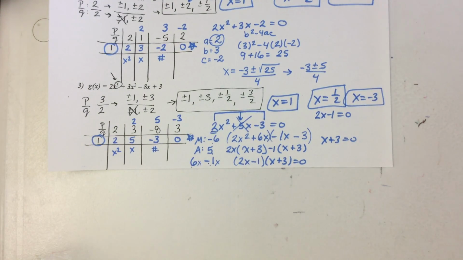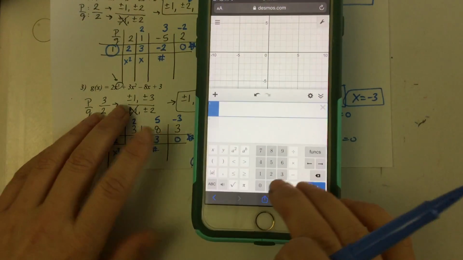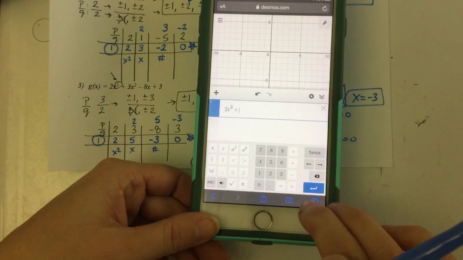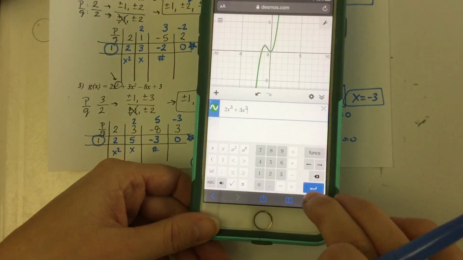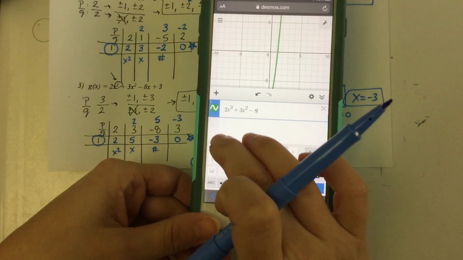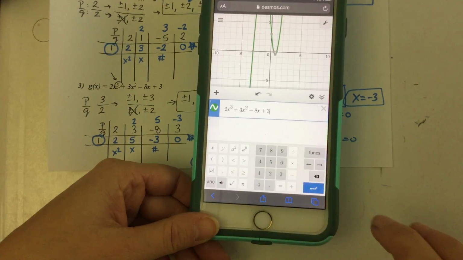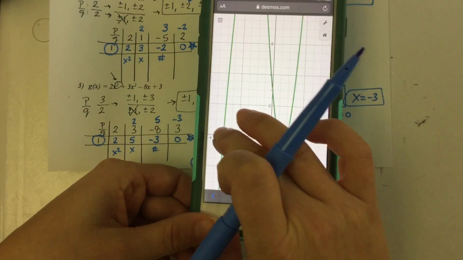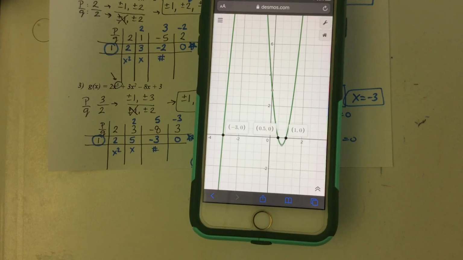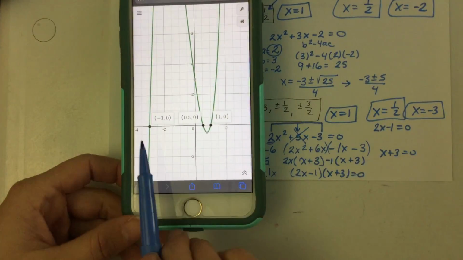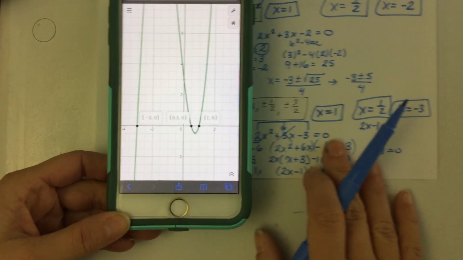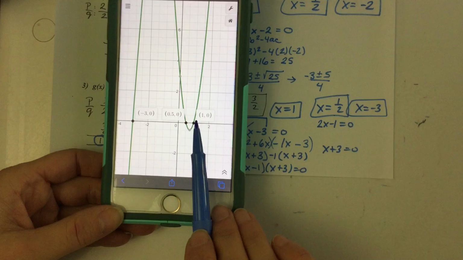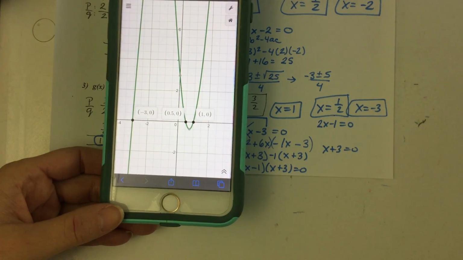Now I'm going to go ahead and check this on Desmos. If I have 2x to the power of 3 plus 3x squared minus 8x plus 3, I do see that I have 3 solutions. Again, we can go ahead and zoom in. What we want to do is tap on those solutions and check our x values. We should have a solution of negative 3. Guess what? We do. We should have a solution of 1/2. We do. We should have a solution of 1, and we do.